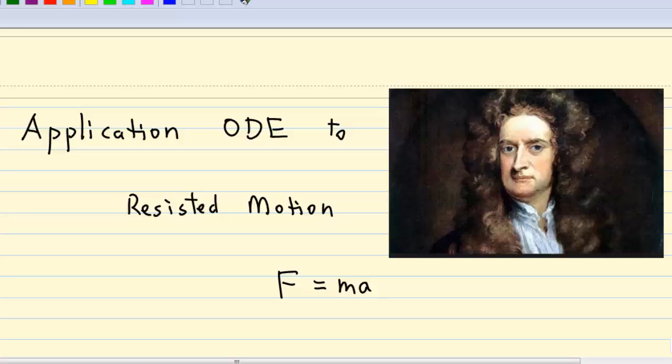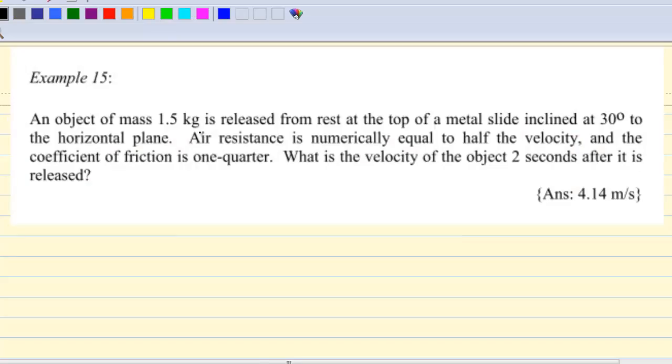This is an application of ordinary differential equation to resisted motion, which is an application of Newton's second law of motion, F equal to m times a, where F is the external force acting on the object and a is the acceleration of a moving object. Let's look at the following example.